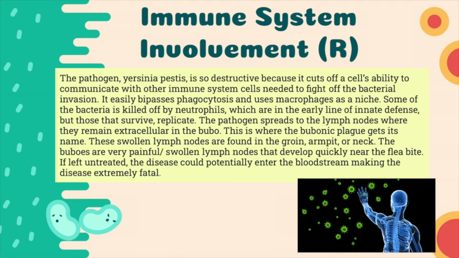This is where the bubonic plague gets its name. These swollen lymph nodes are found in the groin, armpit, or neck. The buboes are very painful, swollen lymph nodes that develop quickly near the flea bite. For example, if you were to have gotten bit by a flea in the leg, then your groin lymph node would swell a lot. Same with the armpit or the neck. If it's around the arm, it's the armpit. Around the neck, it's the neck. If it's left untreated, the disease could potentially enter the bloodstream, making the disease extremely fatal.